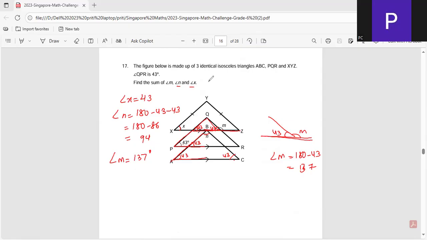So you have to find the sum of angle M plus N plus X. So we add it up: 137 plus 94 plus 43. So you get 274 degrees. So the final answer is 274 degrees. Let's move on to the next question.